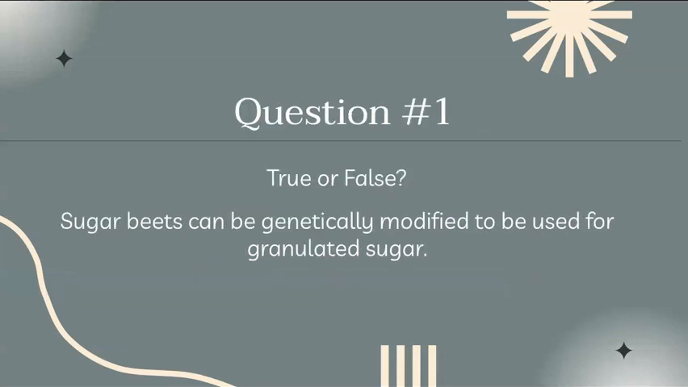So for the questions, question 1, true or false, sugar beets can be genetically modified to be used for granulated sugar. This is true.